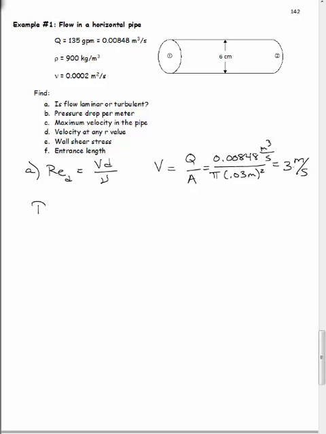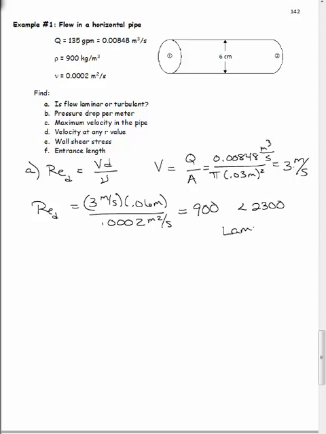Okay, so Reynolds number: 3 meters per second, times 0.06 meters, over 0.0002 meters squared per second. Turns out to be 900, and that is less than 2300, so laminar. Of course, laminar is what we're studying.